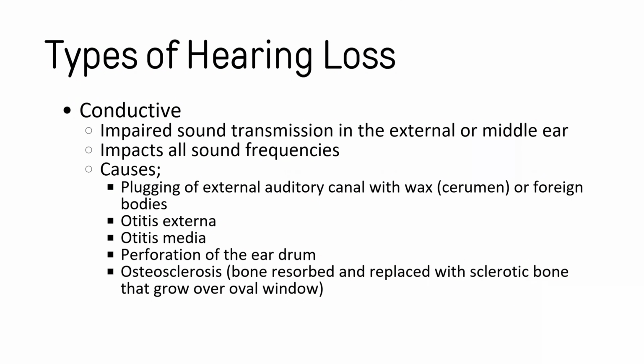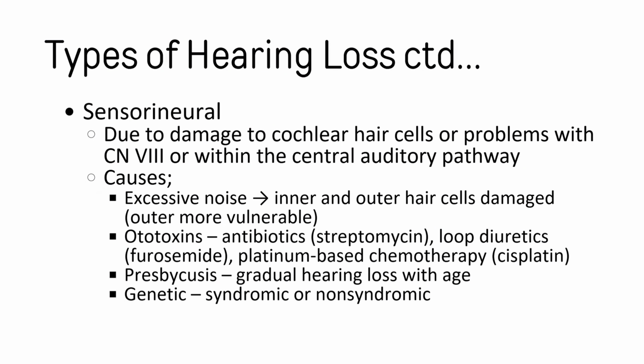Common causes include plugging of the external auditory canal with wax or foreign bodies, infections of the external or middle ear, perforation of the eardrum, and osteosclerosis, in which the bone is resorbed and replaced with sclerotic bone that grows over the oval window. The next type is the sensorineural hearing loss.